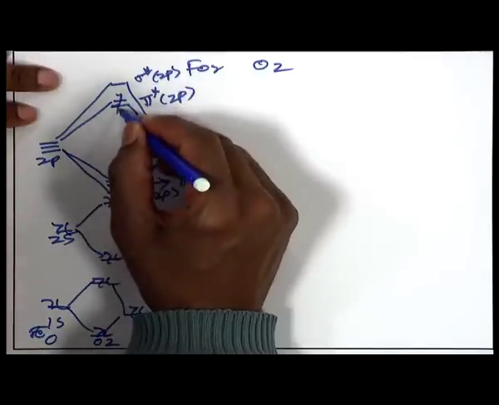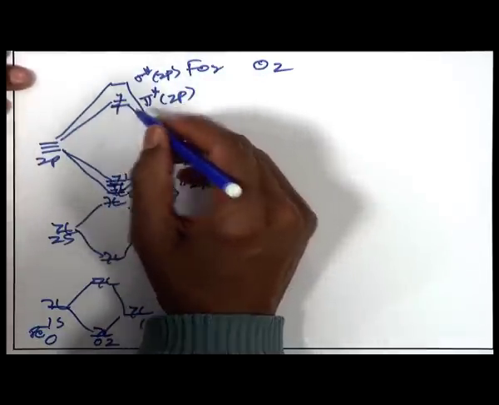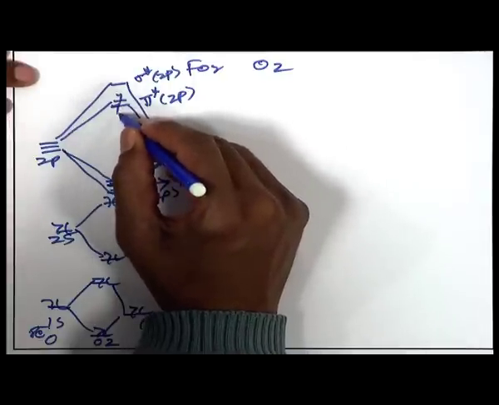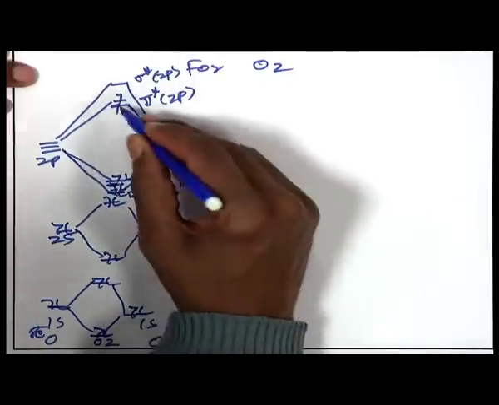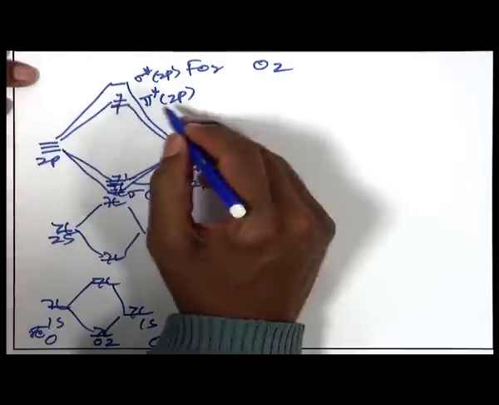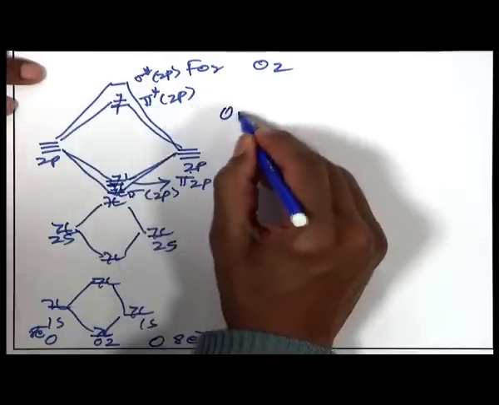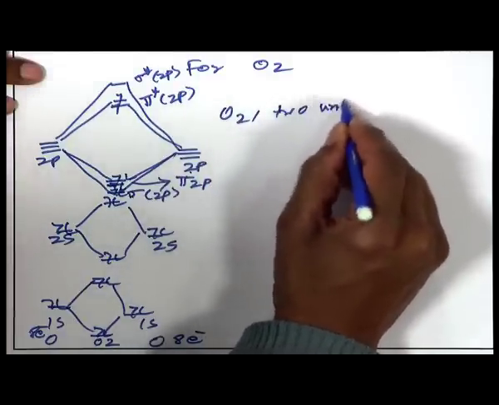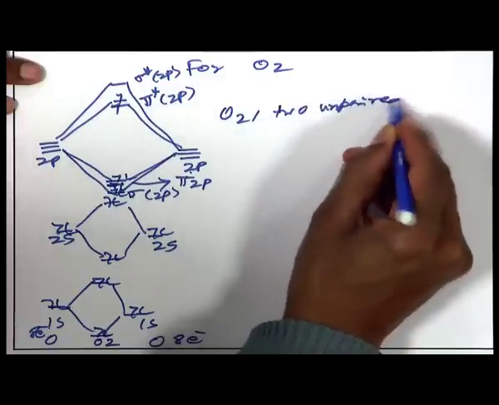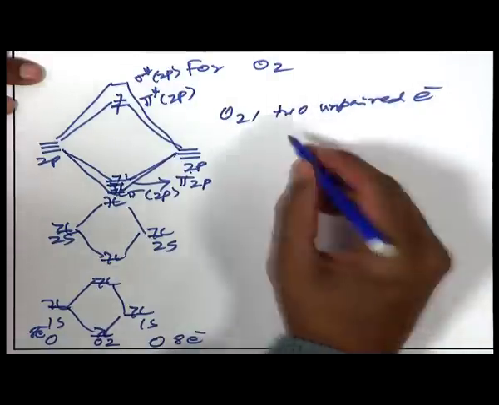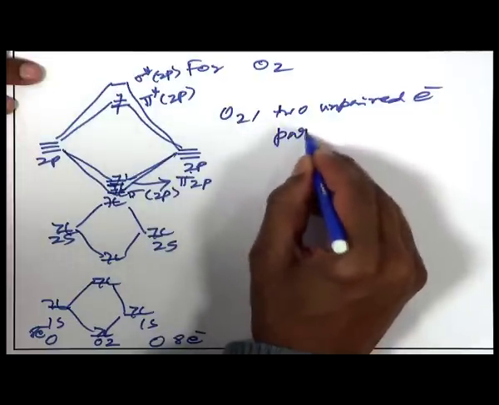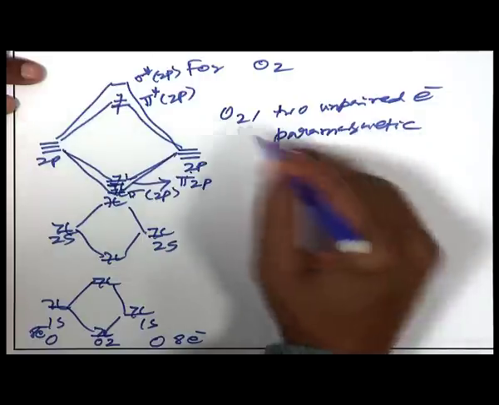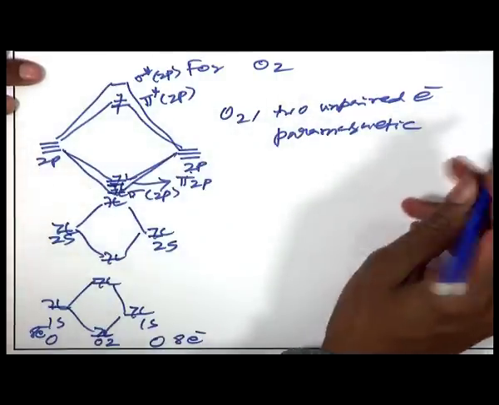Here when you put the two more electrons, because these 2 energy levels are degenerate orbitals, these molecular orbitals should be occupied one by one. So, you have 2 unpaired electrons. That means O2 is paramagnetic. Yes, that is correct. Oxygen is paramagnetic in nature.